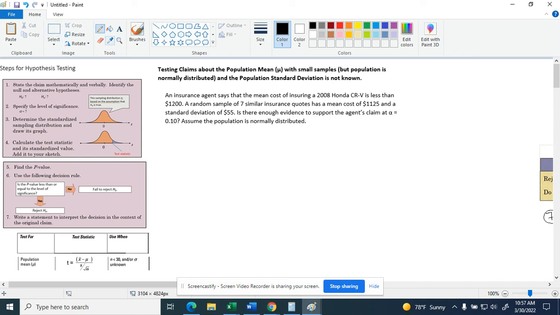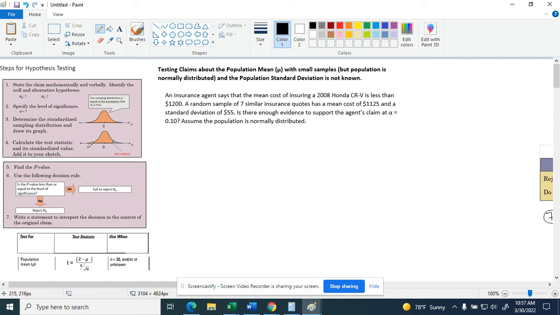And the next type of hypothesis testing problem is when we are testing claims about the population mean. Not all claims are about percentages like I demonstrated in the previous problem. Sometimes you're going to test a claim about the population mean, which basically means that somebody's going to claim something is typical, common, normal. Okay, so we're going to follow the same 7 steps as I did in the last problem.